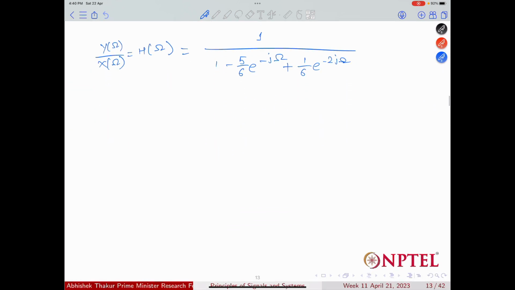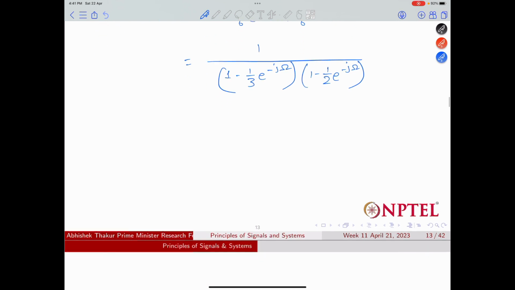This we can factorize in this way: 1 minus 1/3 e to the power of minus j omega, times 1 minus 1/2 e to the power of minus j omega, because minus 1/3 into minus 1/2 is 1/6, and 1/3 plus 1/2 is equal to 5/6. So we break it into these terms. When you multiply, you will get the terms in the denominator of the above equation.